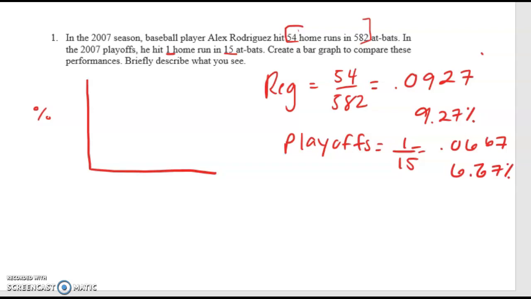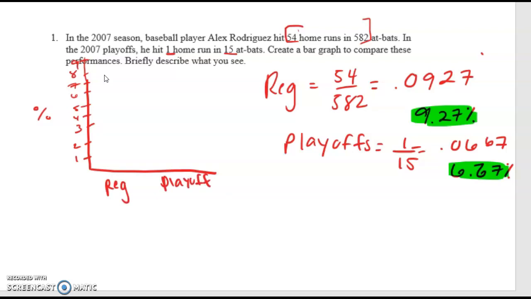So then from here, my graph has to start at 0, but it doesn't necessarily have to go to 100 because it's small numbers. The numbers that I'm graphing are the 9.27% and the 6.67%. So I'm going to go up by just ones: 1%, 2%, 3%, 4%, 5%, 6%, 7, 8, 9. Okay, I ran out of a little bit of space, but that's okay. So at the bottom are my categories, which are the regular season and the playoffs. Okay, and then all I have to do is make my graph.